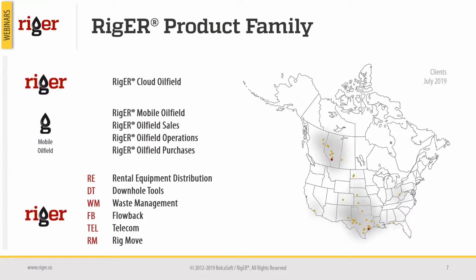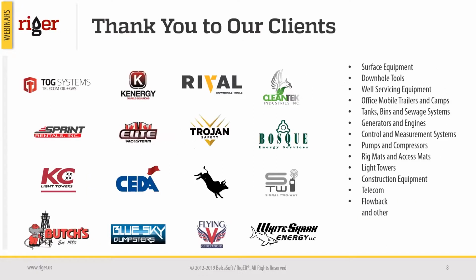Some of the industry applications of RigER include equipment distribution, downhole tools, waste management, flowback, telecom, rig movement, and on. Using the RigER platform, you can develop, or rather we can develop for you, any application or configuration of any system. On the map, you can see the locations of our clients, both in Canada and the United States. However, we are headquartered in Calgary, Canada, and in Houston, in the United States.